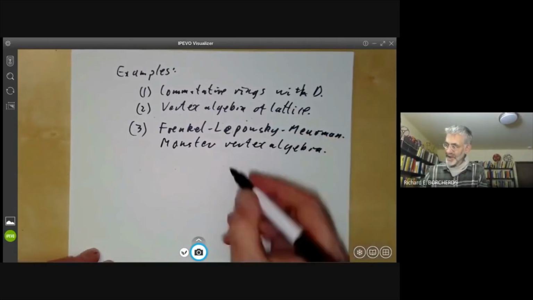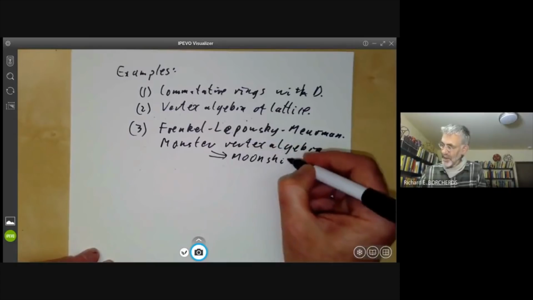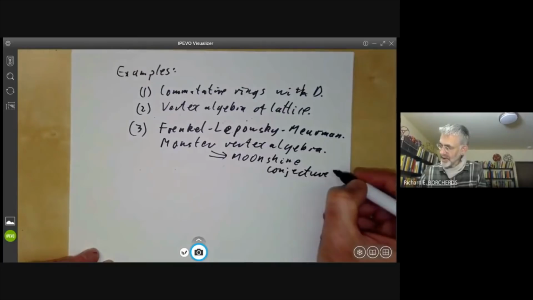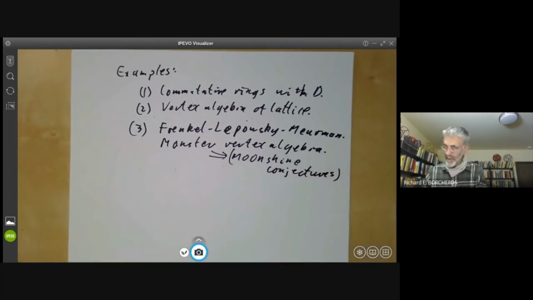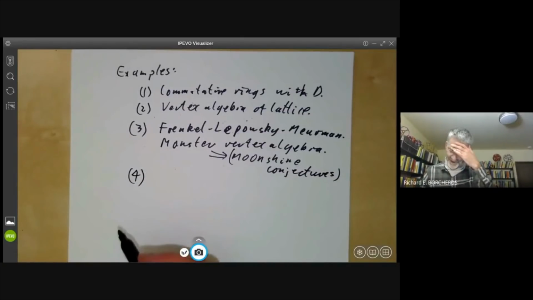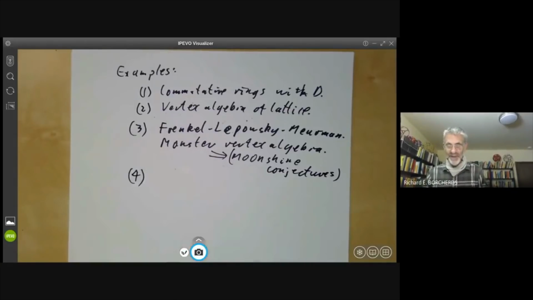And the monster vertex algebra led to the moonshine conjectures, which I'm not going to say much more about. That's another story. And for a long time, I didn't really know of any other examples of vertex algebras and had a hard time getting anybody interested in them.